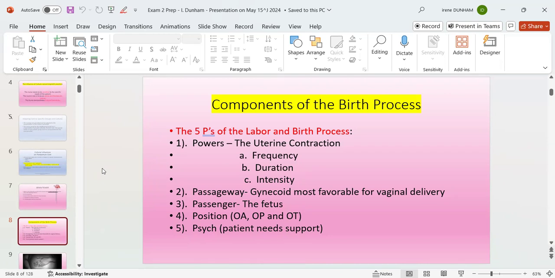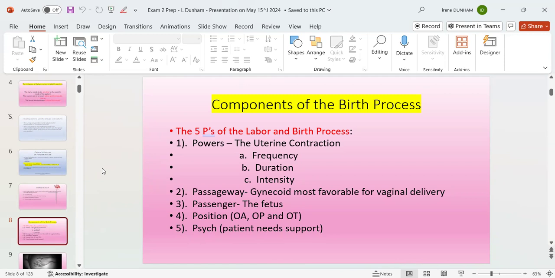So the definition of duration would be from the beginning of one contraction to the end of that same contraction. So write it down like that. The beginning of one contraction goes to the end of that same contraction. So I want to know how long these are lasting.